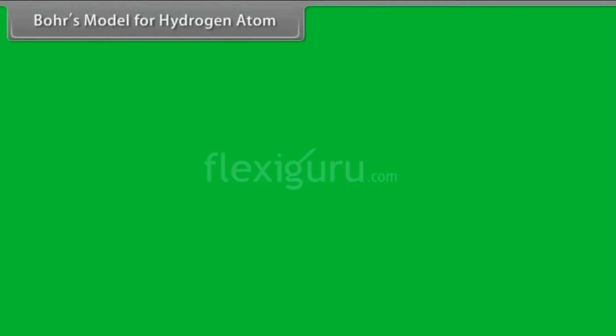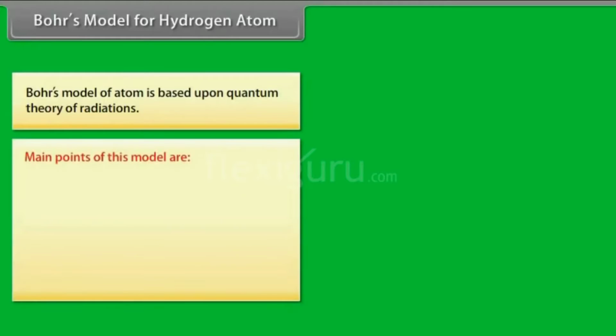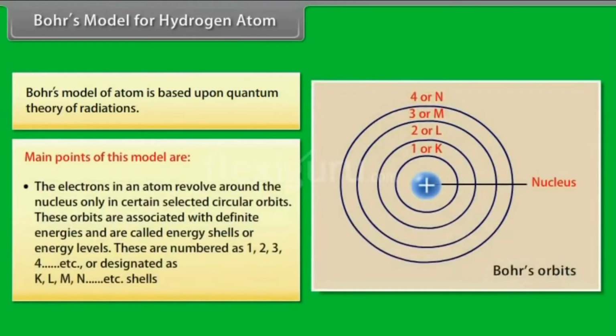Bohr's model for hydrogen atom. Bohr's model of an atom is based upon quantum theory of radiations. Main points of this model are: the electrons in an atom revolve around the nucleus only in certain selected circular orbits. These orbits are associated with definite energies and are called energy shells or energy levels. These are numbered as 1, 2, 3, 4, etc. or designated as K, L, M, N, etc. shells.